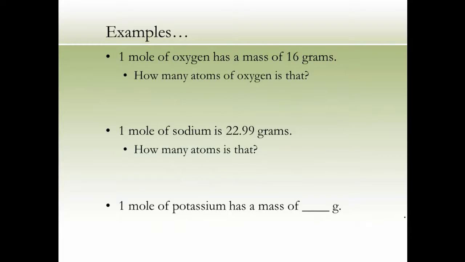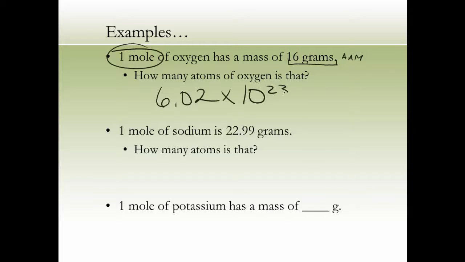Here's another example. 1 mole of oxygen has a mass of 16 grams. You should know that that 16 is the average atomic mass of oxygen. If you have a mole, which is a gigantic amount, it's in grams. And again, how many atoms is that? It's 1 mole, so 6.02 times 10 to the 23rd atoms. I'm not going to ask you any more of those. If it's 1 mole, it's 6.02 times 10 to the 23rd.